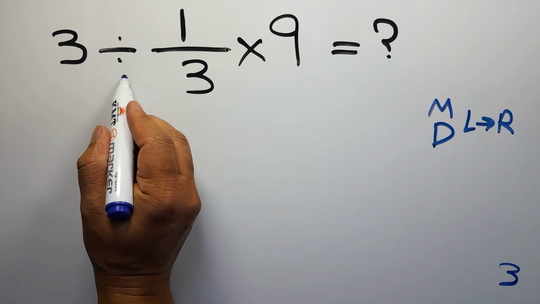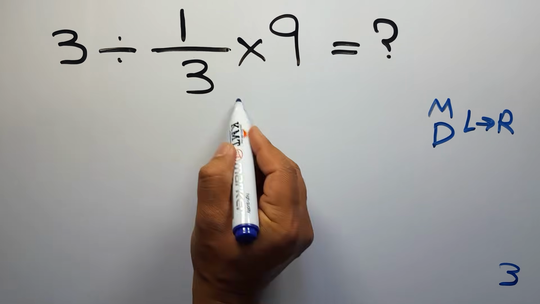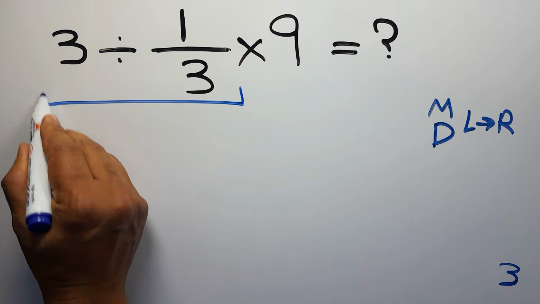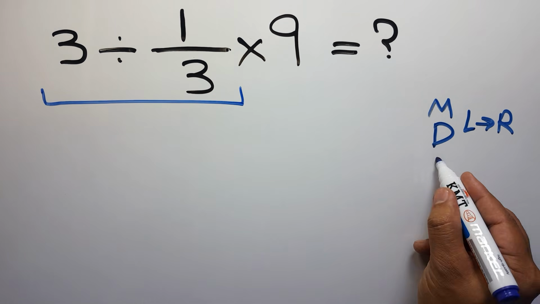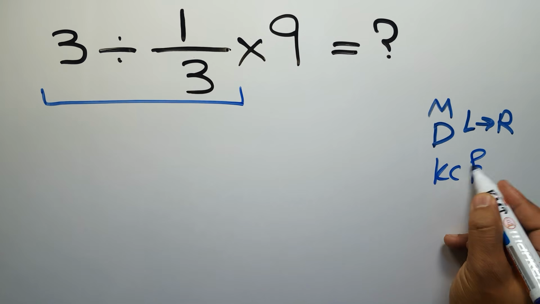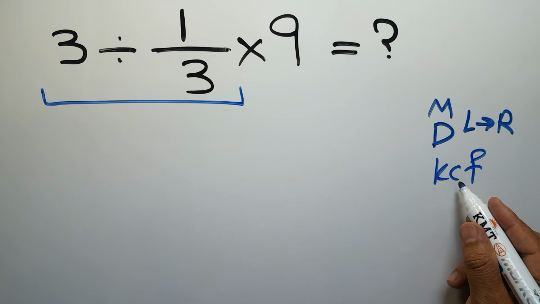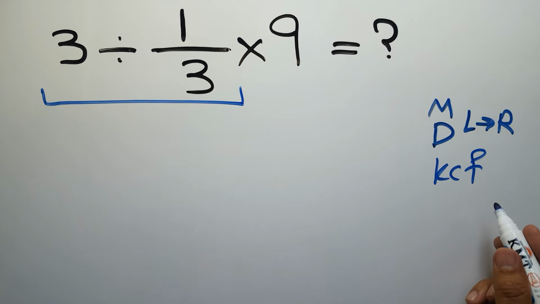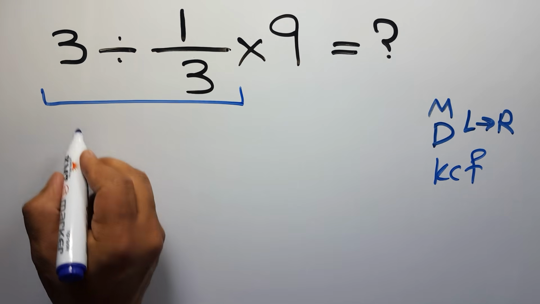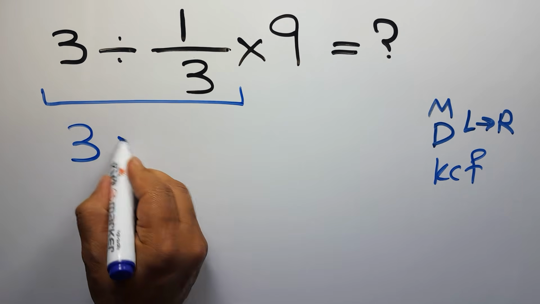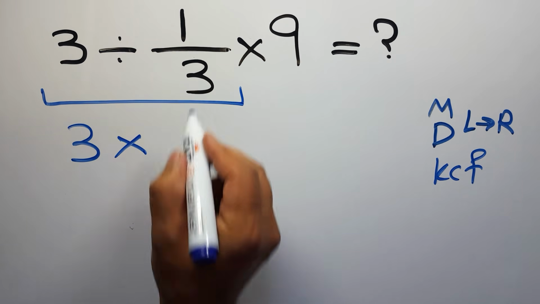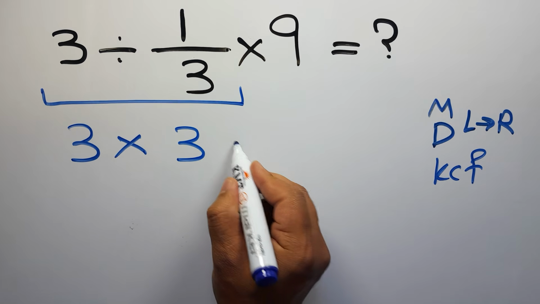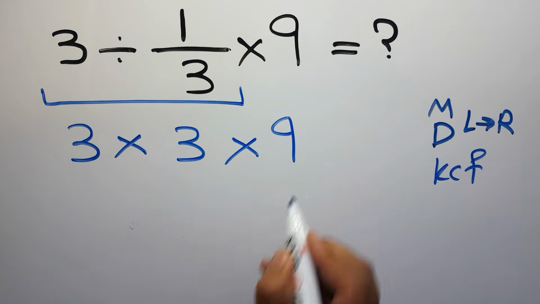So first we have to do this division. 3 divided by 1 over 3. According to the KCF rule, K stands for keep, C stands for change, and F stands for flip. We can write keep the first fraction, change division to multiplication, and flip the second fraction. And here we have times 9.